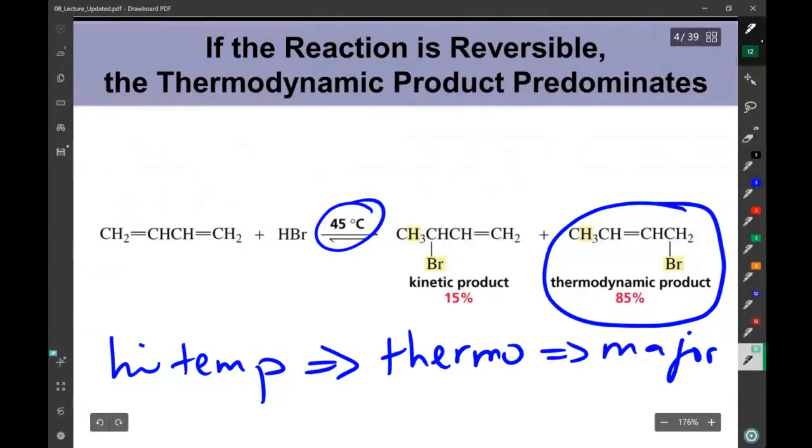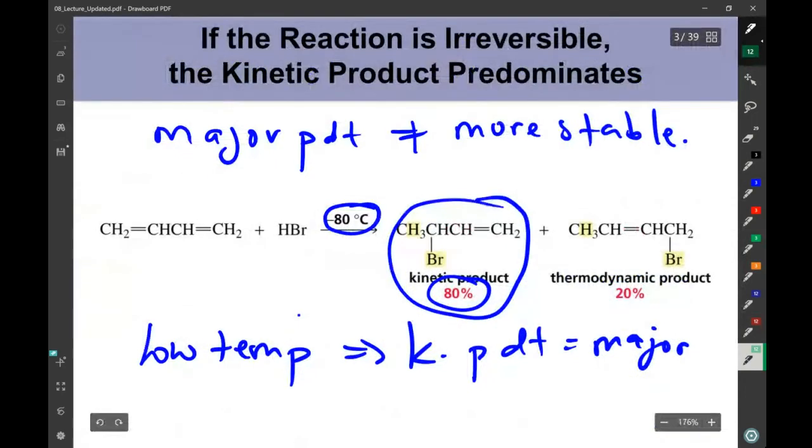So the first thing I want you guys to remember is the reaction condition, the temperature, because that is something you can easily control. At high temperature, the major product is the most stable, the thermodynamic product. At low temperature, the major product is the kinetic product.